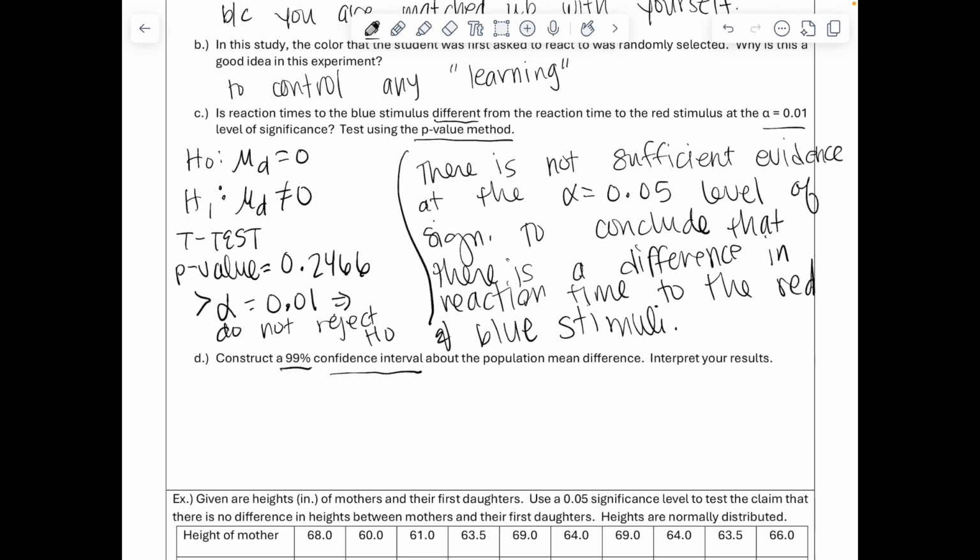So right below this, it does say to construct a 99% confidence interval for this, and it says interpret your results. This one's a little bit different because it did give us that confidence level. And so that means that in here, our C level is going to be 0.99. And so that means that each of these tails would be that 1% divided by 2. It's going to be 0.005 and 0.005, and this is our C level.